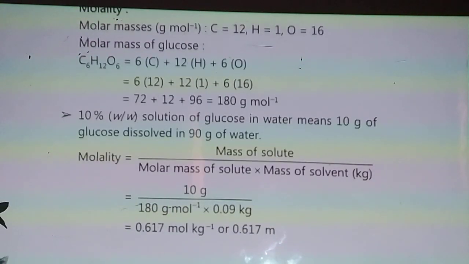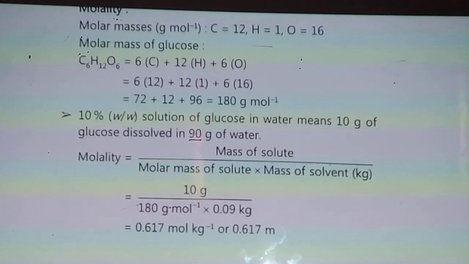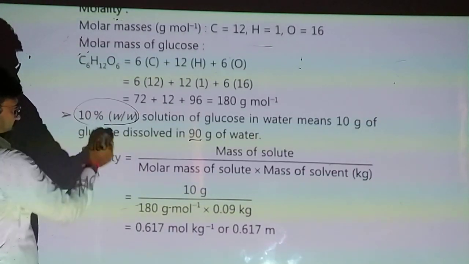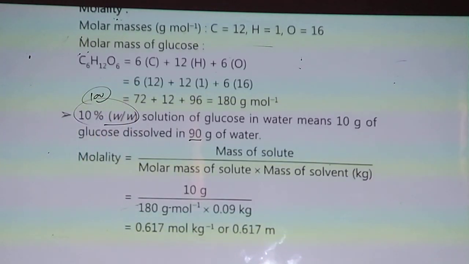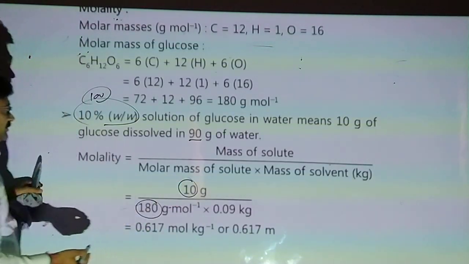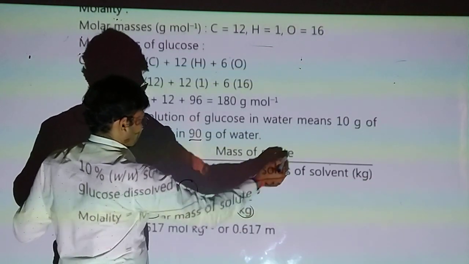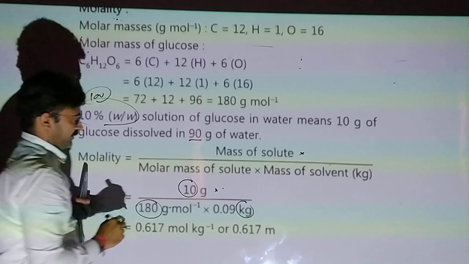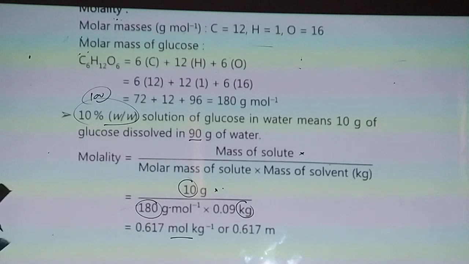10% weight by weight solution of glucose in water means 10 gram glucose dissolved in 90 gram of water. 10 gram glucose solute, 90 gram water, so total 100 gram solution. So molality means mass of solute upon molecular mass of solute glucose, mass of solvent in kilogram. When we take kilogram, there is no need to multiply by 1000. So 0.617 mole per kg.